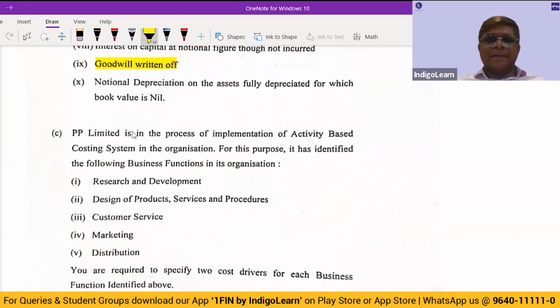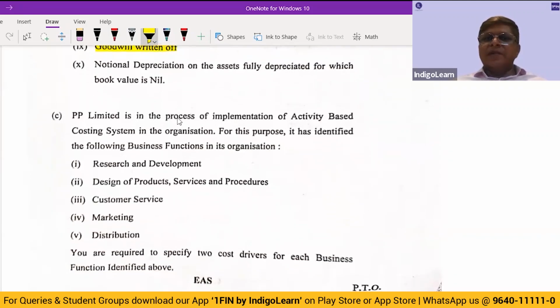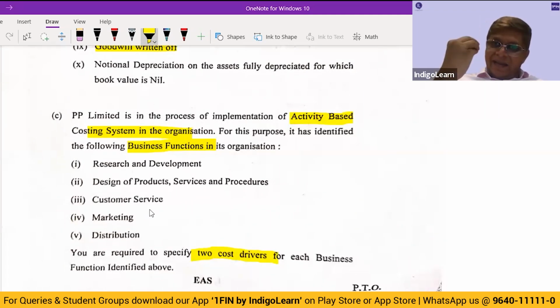No complications involved. Next, PP Limited is in the process of implementing an activity-based costing system. For this purpose, it has identified the following business functions: R&D, design, customer service, marketing, distribution. You are required to specify 2 cost drivers for each business function identified above. What can be easier than this? Customer service: number of customer visits, number of customer complaints. Imagine any 2 cost drivers, number of units sold. Just give it there. You will get easy 5 marks. The questions cannot get simpler than this.